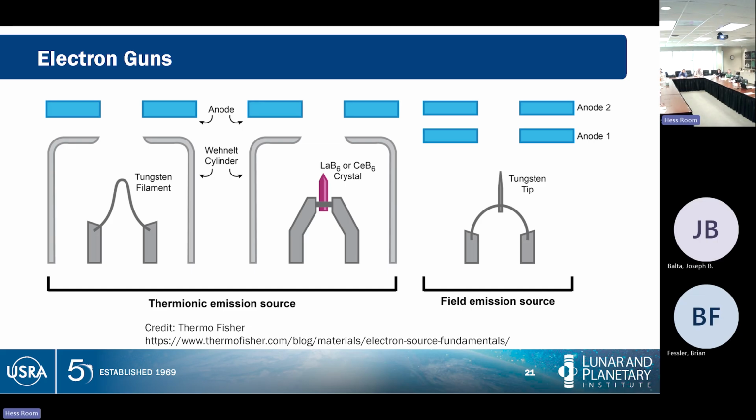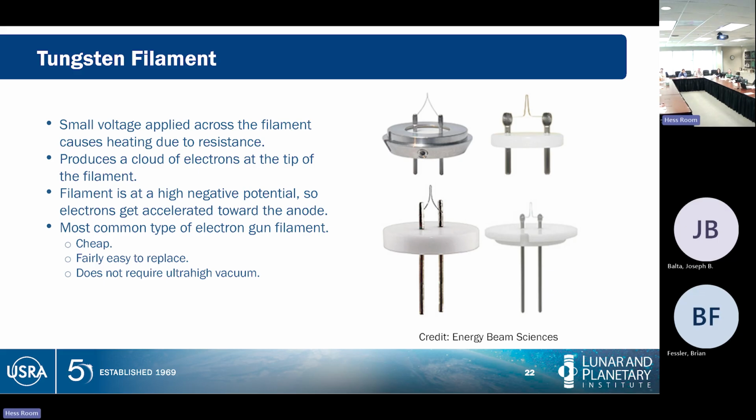Perhaps the most common, I don't know if this is still true, but this was true at least 15 years ago, and I think most electron microprobes still use these. You go back and find a 1970s vintage microprobe, they're going to use this, or an electron microscope. They all started with this. This is a tungsten filament. It is a coiled piece of tungsten wire.